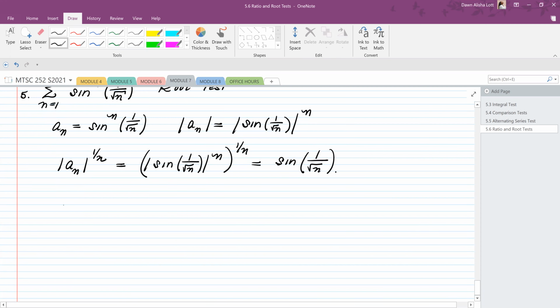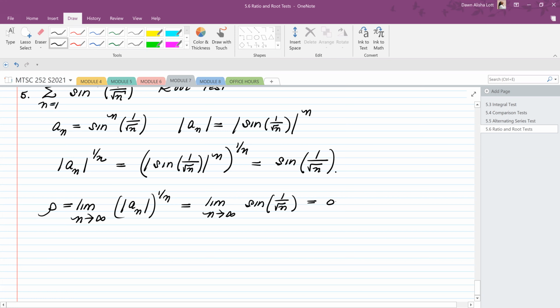So now rho is the limit as n approaches infinity of the absolute value of a_n to the 1 over n power. So that's just the limit as n approaches infinity of the sine of 1 over the square root of n. As n goes to infinity, 1 over the square root of n goes to 0. The sine of 0 is 0. Okay, I'll actually write that out. Okay, any questions about that?